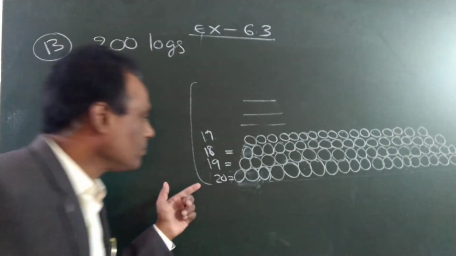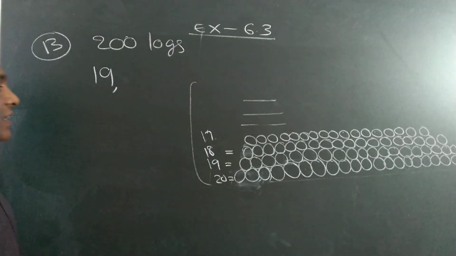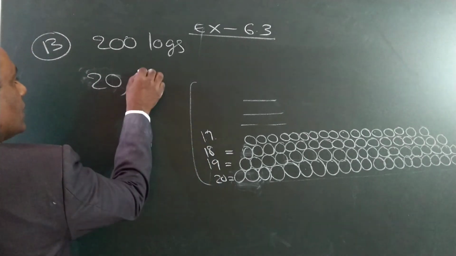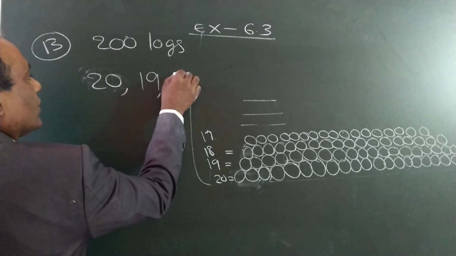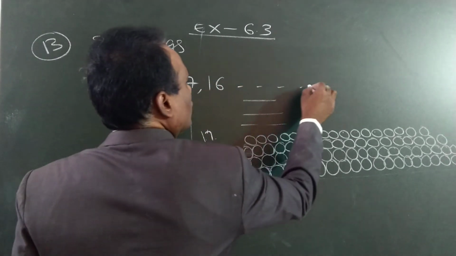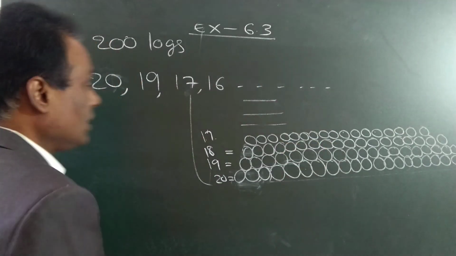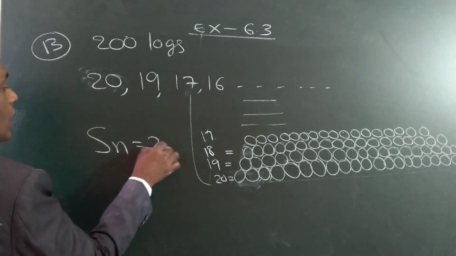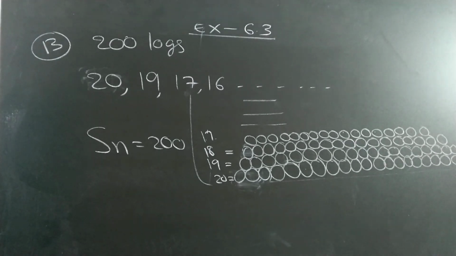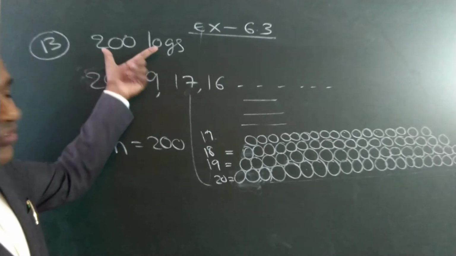So first time in the base, how many logs are we keeping? 20. Second time 19. Third time 18. Next time 17. Like that we are keeping. So how many rows do we have to keep so that the sum should be 200? Sum of all these should be 200. That is the question, because we have only 200 logs to arrange.